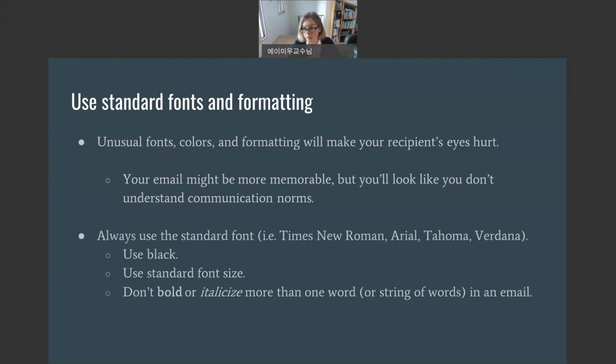So here's what's recommended. Always use a standard font like Times New Roman. Times New Roman is the standard for academic writing. Arial, Tahoma, Verdana, those are all really standard. I personally like Arial. Always use black. Use a standard font size, which is 12-point font. It's also the academic standard. And don't bold or italicize more than one word or string of words in an email. It's going to look really straightforward and basic.